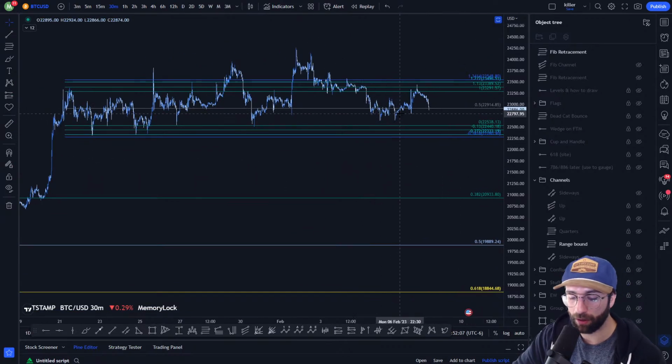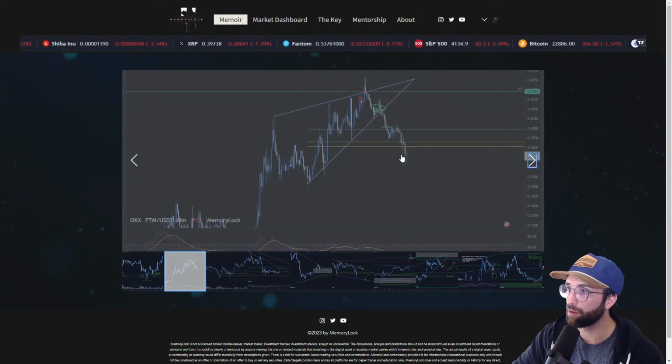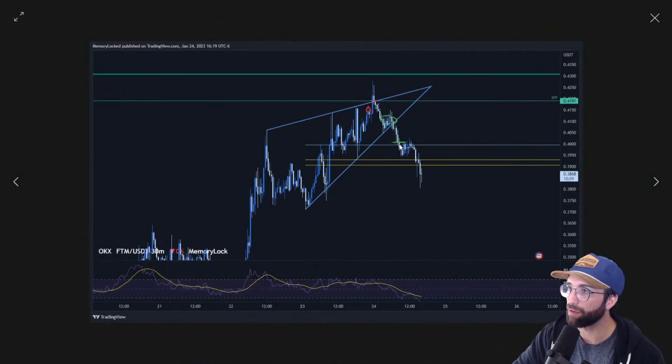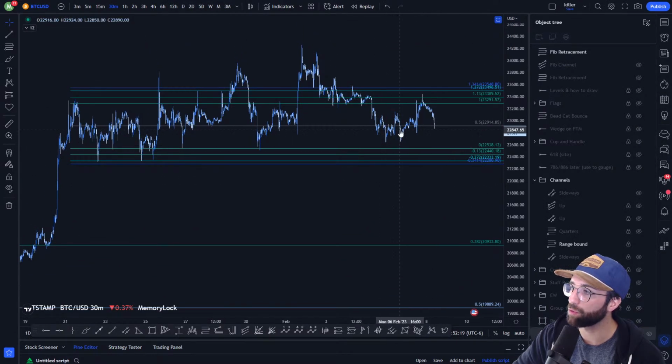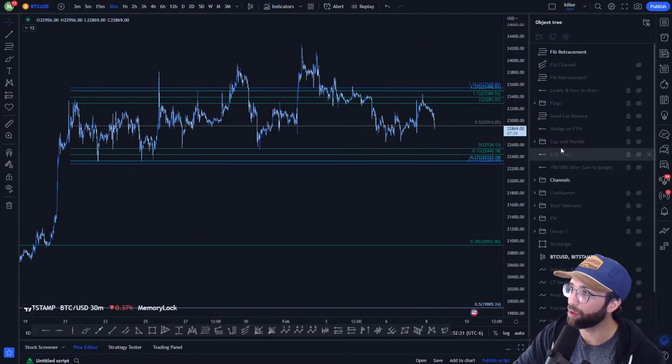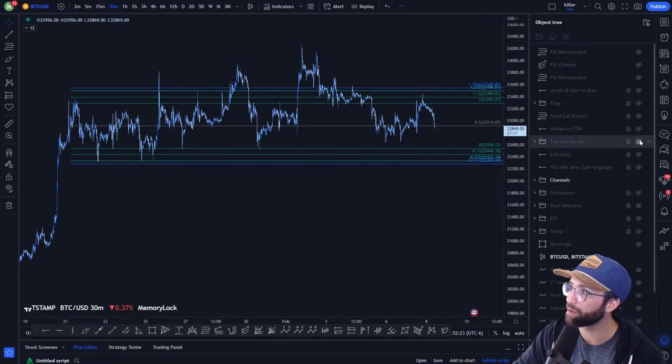Same for a wedge, right? We're going to look for our take profit at the 0.5 as our primary for a rising or a falling wedge. The 0.5 is a really, really nice zone for take profits on channels, wedges. We also use it for, what did we talk about, was the cup and handle here.